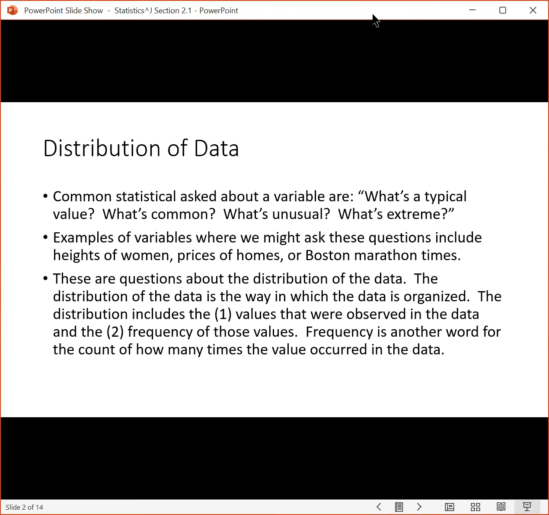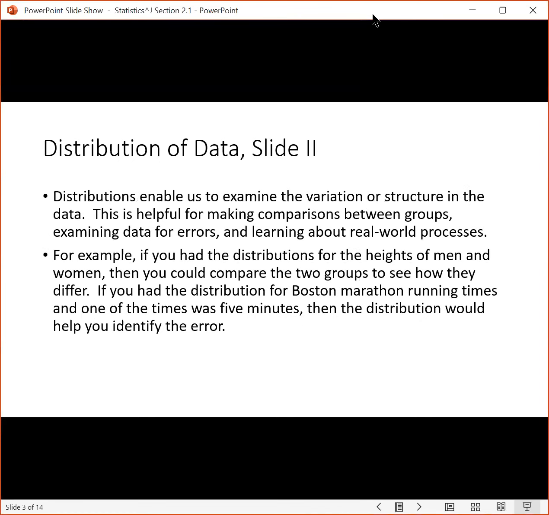The distribution of the data is the way in which the data is organized. The distribution includes the values that were observed in the data and the frequency of those values. Frequency is another word for the count of how many times the value occurred in the data. Distributions enable us to examine the variation or structure in the data. This is helpful for making comparisons between groups, examining data for errors, and even learning about real-world processes.